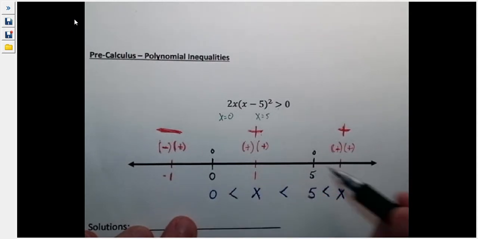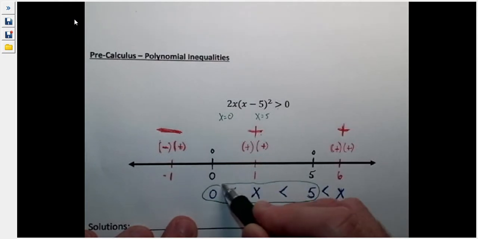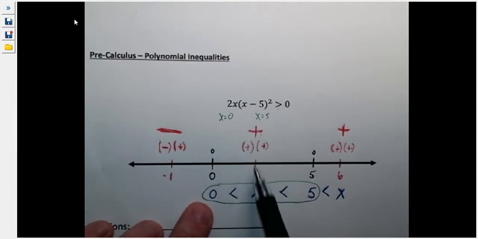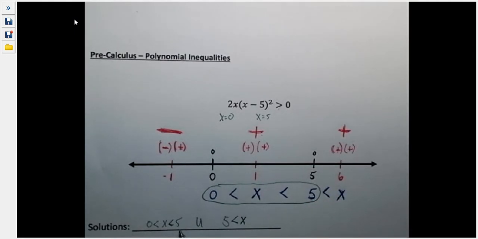So basically, what I've done is I've created my solutions because this solution set, this is positive between 0 and 5. So my solution is from 0 less than x less than 5 in union with when x is greater than 5. So these are my solutions, between 0 and 5 or when x is greater than 5.